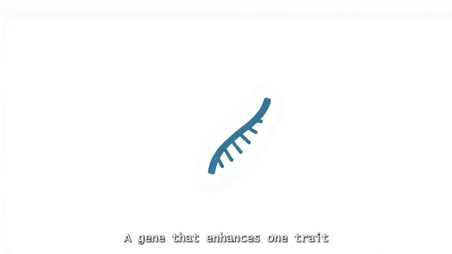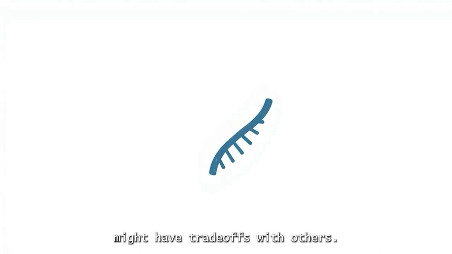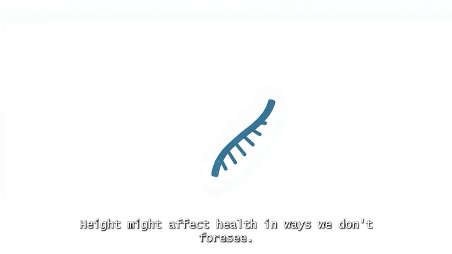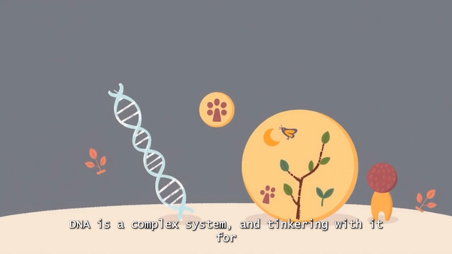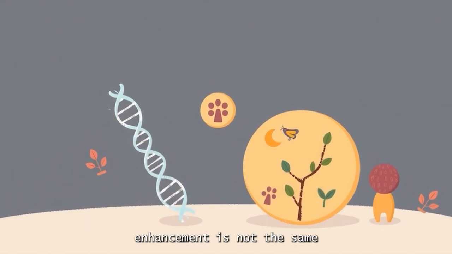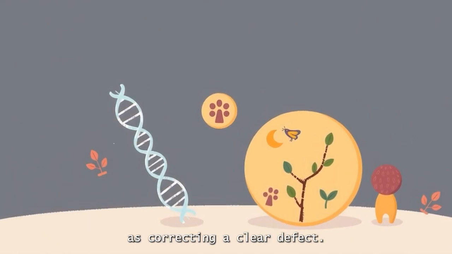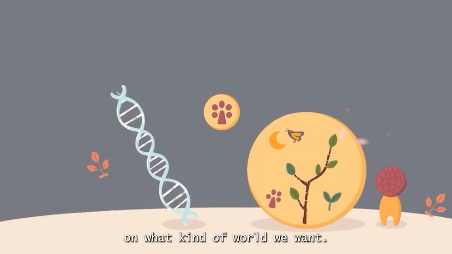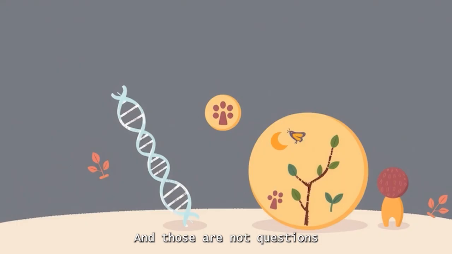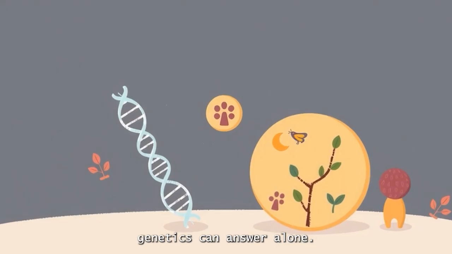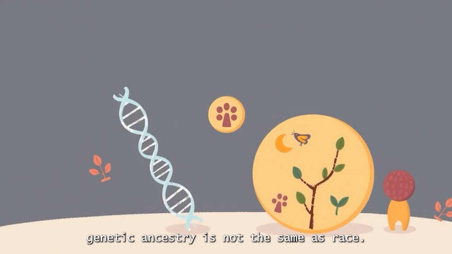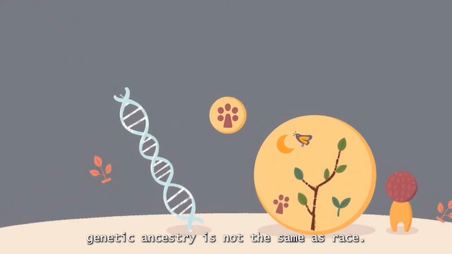A gene that enhances one trait might have trade-offs with others. Intelligence might come at the cost of social ability. Height might affect health in ways we don't foresee. DNA is a complex system, and tinkering with it for enhancement is not the same as correcting a clear defect. The ethics depend on values, on what kind of world we want, and those are not questions genetics can answer alone. Level 75. Genetic ancestry is not the same as race.